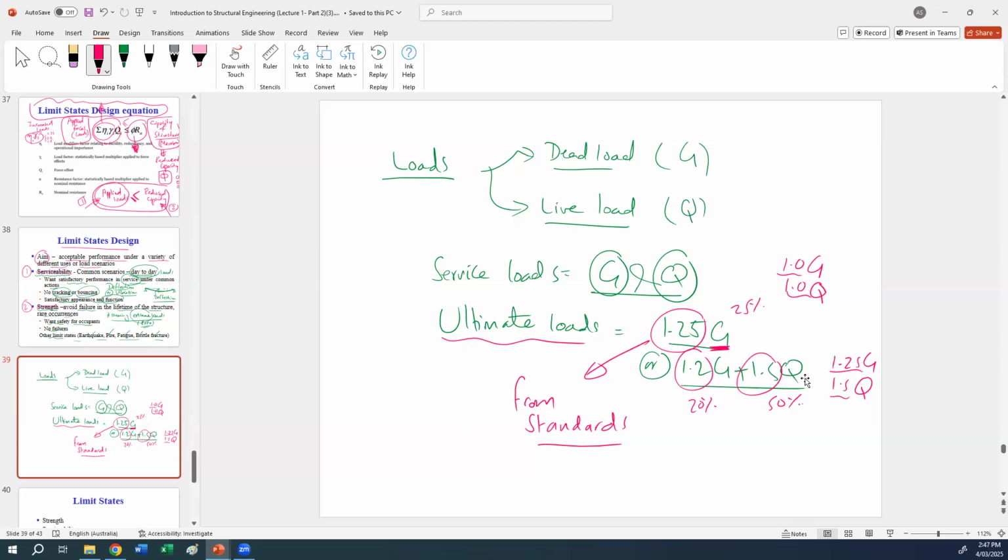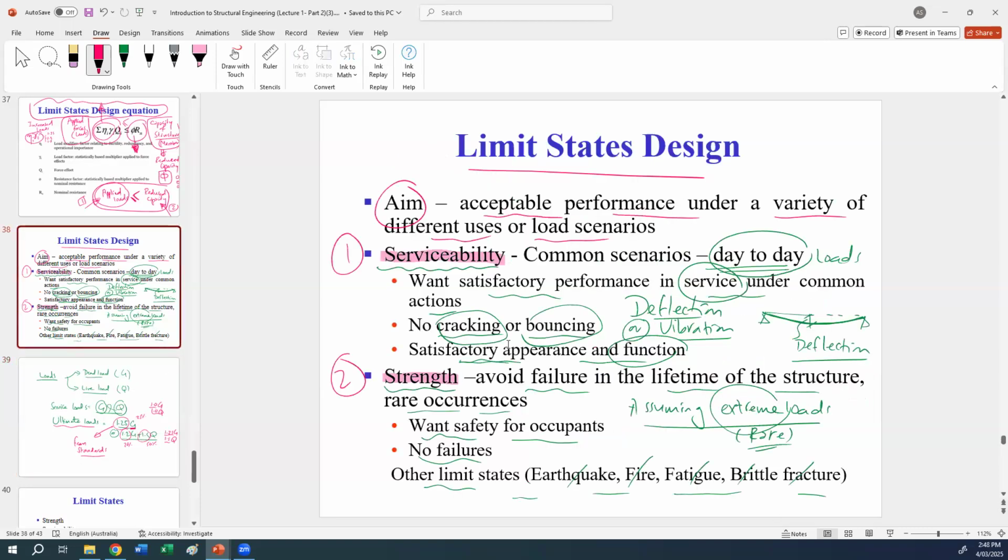Yes, we will get this one now. It's just standard. The standard gives us that. We don't assume it or calculate it. The standard will give us these factors. So this is just an explanation of what the ultimate load and the serviceability load are.